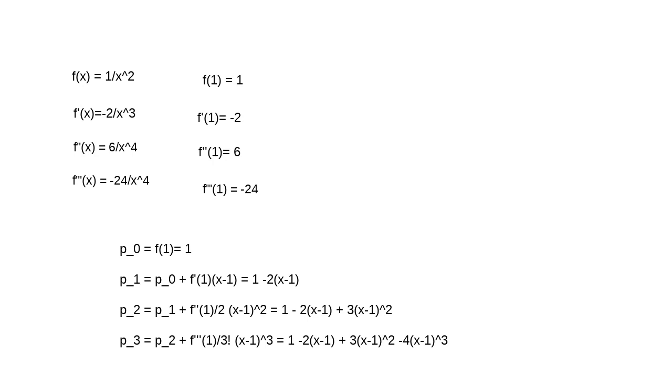Okay, so the zero-order Taylor polynomial is 1. The first-order Taylor polynomial for this function is 1 minus 2 times x minus 1. The second-order Taylor polynomial is 1 minus 2 times x minus 1 plus 3 times x minus 1 squared. And the third-order Taylor polynomial for this function f is 1 minus 2 times x minus 1 plus 3 times x minus 1 squared minus 4 times x minus 1 cubed.